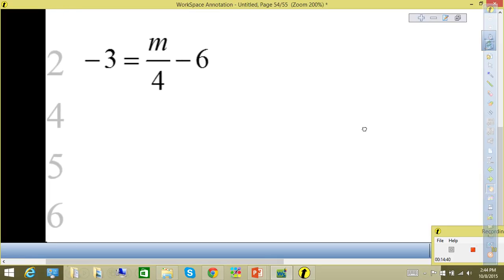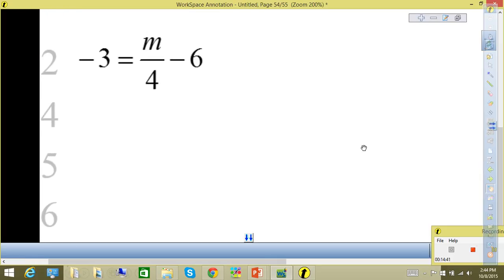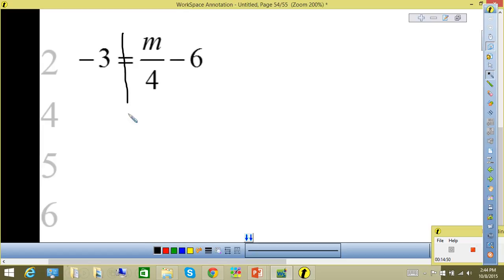Negative 3 equals m divided by 4 minus 6. Let's do this one together. Line down the equal sign. What operations do we see here? There's subtraction. What else? And division. Where do we start?